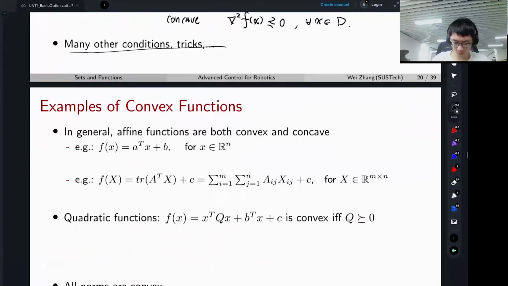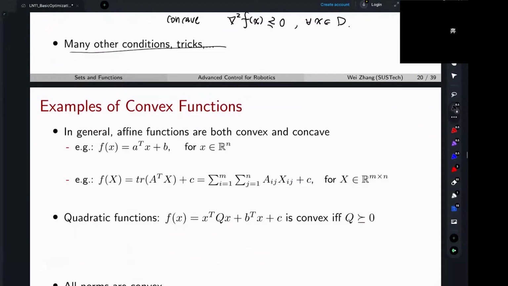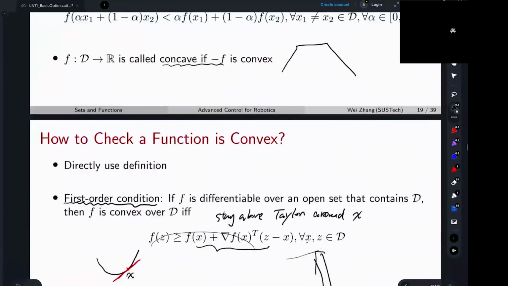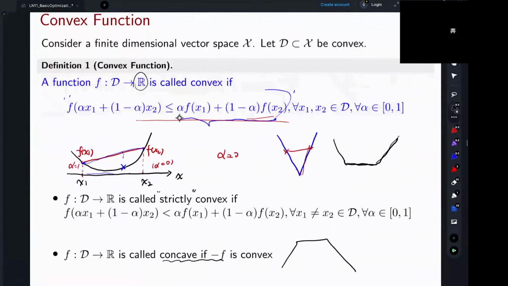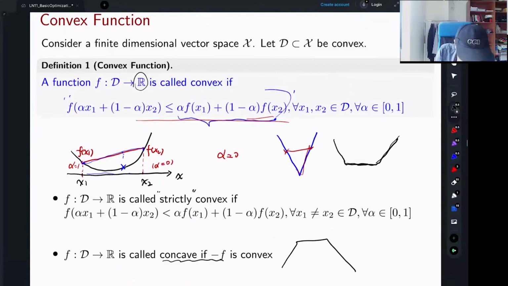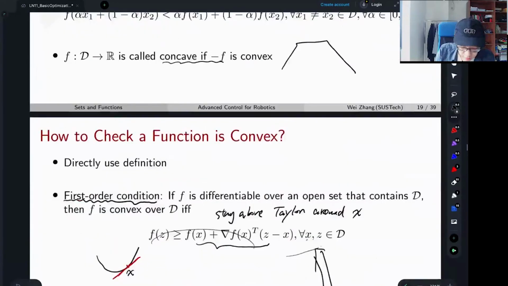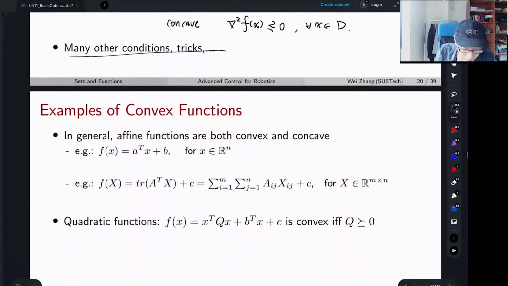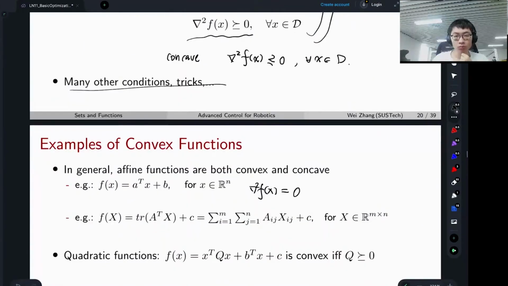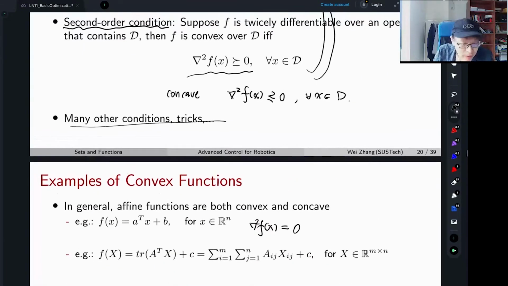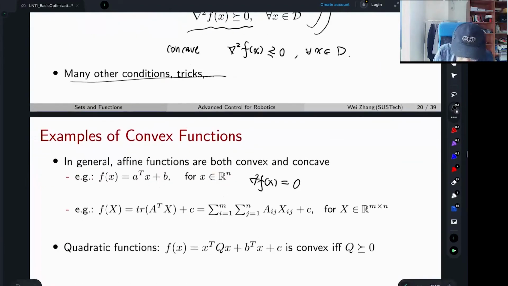By definition, plug this function into the convex combination and the concave combination. You plug in, you can find out actually they should be equal, right? Or you can use the second order condition. You can take the Hessian. The Hessian of f will be what? Will be 0. So it's always semi-definite. It's not strictly convex, but it's both concave and convex.